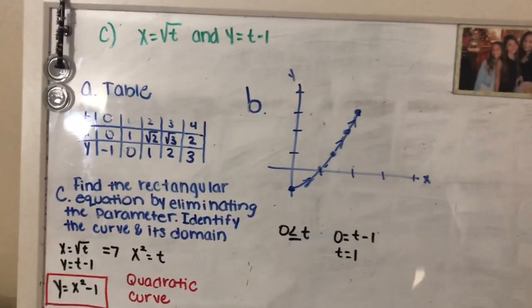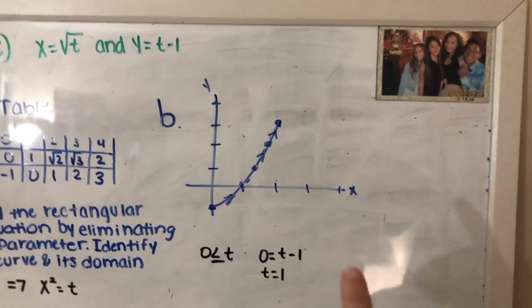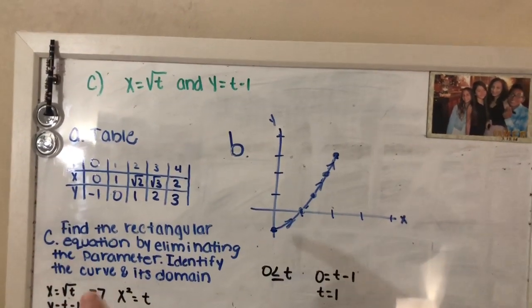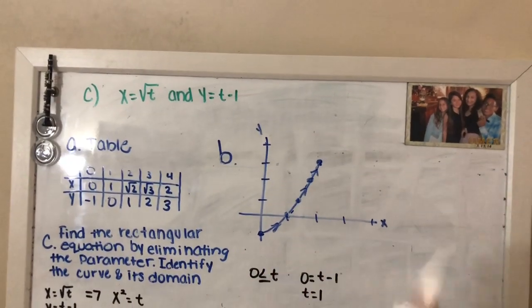So then step B says to plot the points and indicate the orientation of the graph. I plotted each of the points for x and y, and I saw that the graph was going this way, as indicated by the arrows.